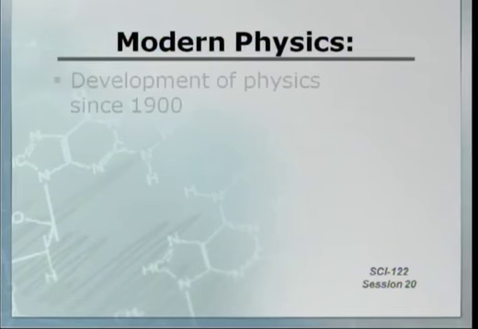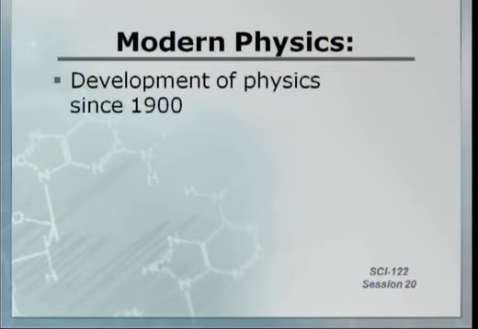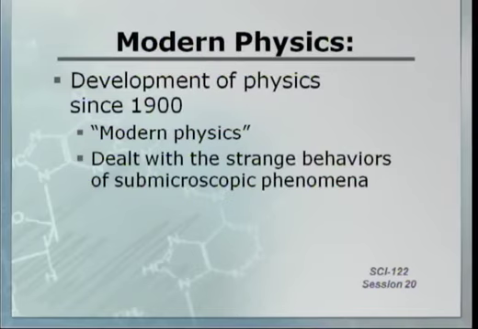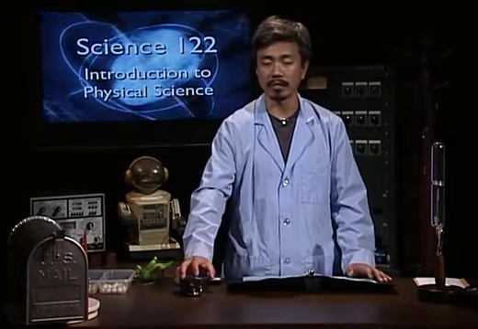So let's take a look. If we look at the development of physics afterwards, we now have something called modern physics. So this is the development of physics since the 1900s, and this is known as modern physics. And what this did was it dealt with the strange behavior of subatomic or submicroscopic phenomena. And we find that it was very different from what we expected on a macroscopic scale. When we look at things like bowling balls and airplanes and cars and so on, they behave very differently than things that are very, very small on a subatomic level or a submicroscopic level.